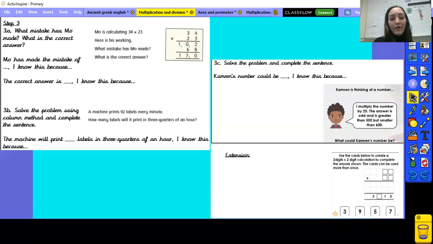Okay, and for those of you that are feeling confident and would like a challenge, here is step 3 and the extension of the worksheet. So pause the video to answer those questions in your books.